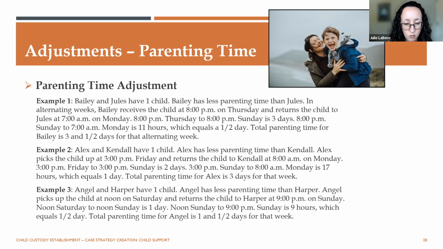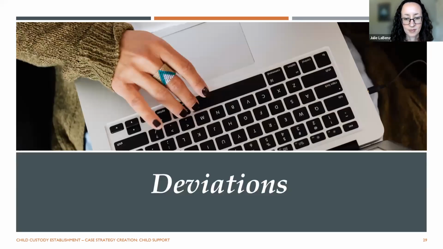Final example. Angel and Harper have 1 child. Angel has less parenting time. Angel picks up the child at noon on Saturday and returns the child to Harper at 9 p.m. on Sunday. Noon Saturday to noon Sunday is 1 day. Noon Sunday to 9 p.m. Sunday is 9 hours, which equals a half day. Total parenting time for Angel is 1.5 days for that week. All right, deviations.